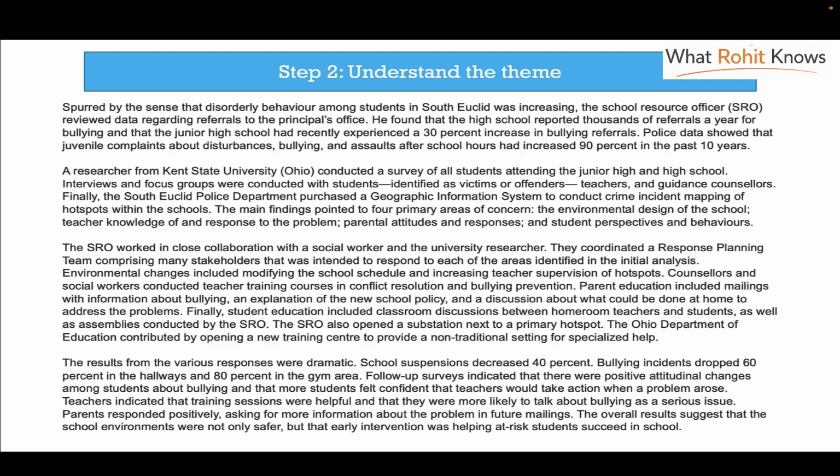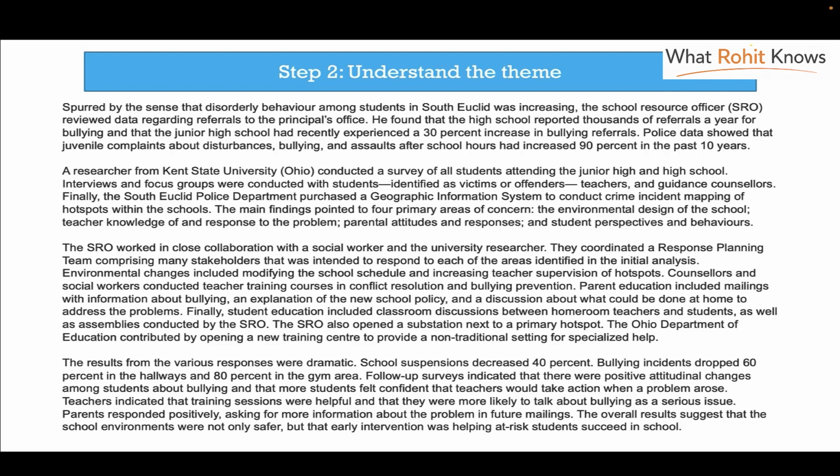So the way I was reading it, the first paragraph itself told me it had something to do with a behavior problem among students, and the second paragraph explained what was done, and the third paragraph again was about what the SRO did, and the fourth paragraph was about the results of all the steps that they took. So basically, the theme is about how they handled the problems of discipline and misbehavior among students.